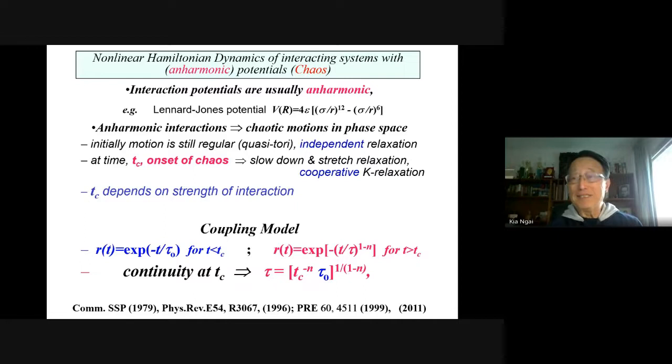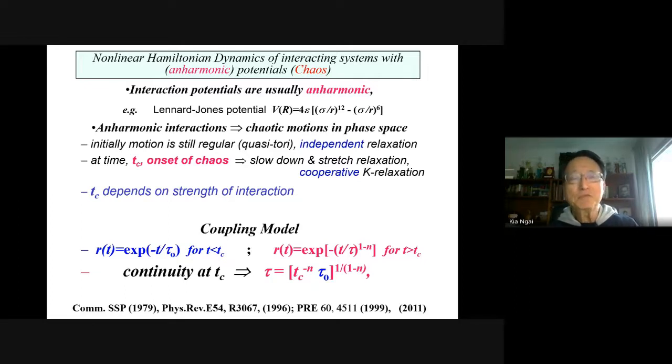After that, relaxation will slow down, and the result is always this so-called stretched exponential, becoming cooperative. You can use that word, that's fine. So tc depends on the strength of the interaction. The coupling model is basically capturing this crossover at tc.